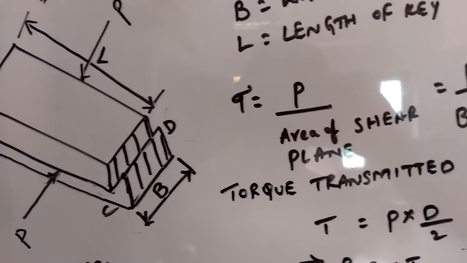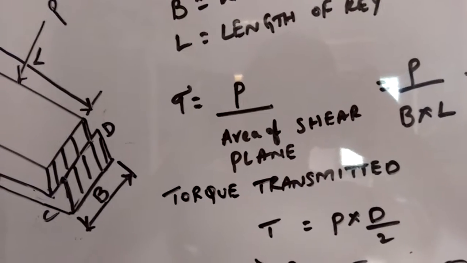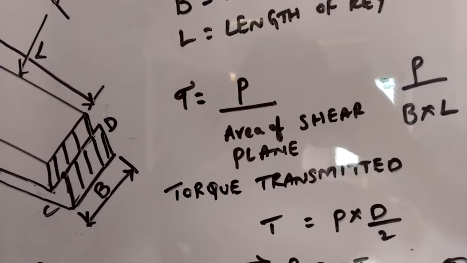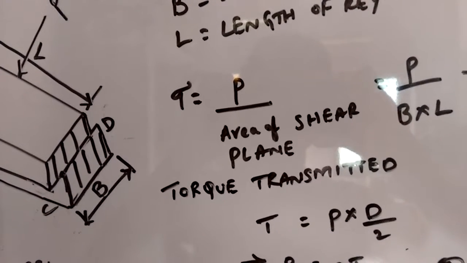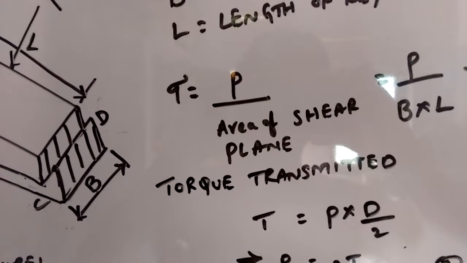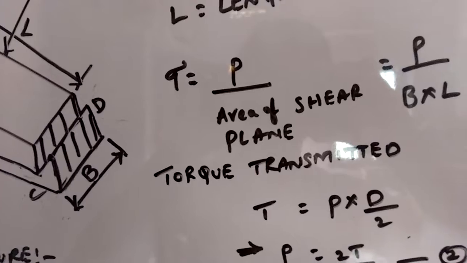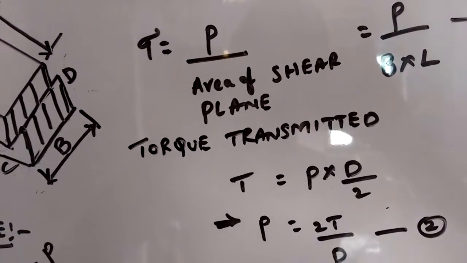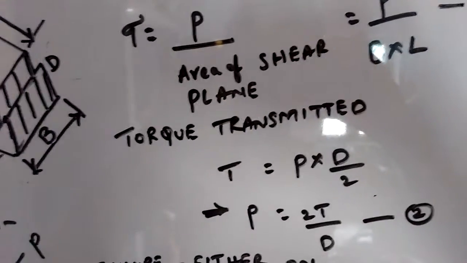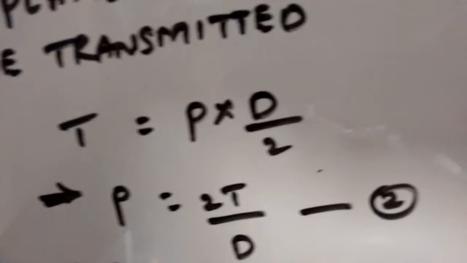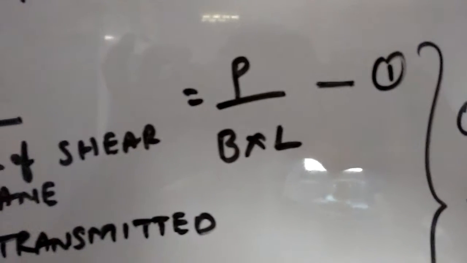So shear stress is equal to load divided by area of shear plane, which is B into L, where B is the width of the key and L is the length of the key. We also know that torque transmitted is equal to load into radius of the shaft, that is P into D by 2. From this equation we can write P is equal to 2T divided by D. Let us consider this as equation number 2 and the first equation as equation number 1.